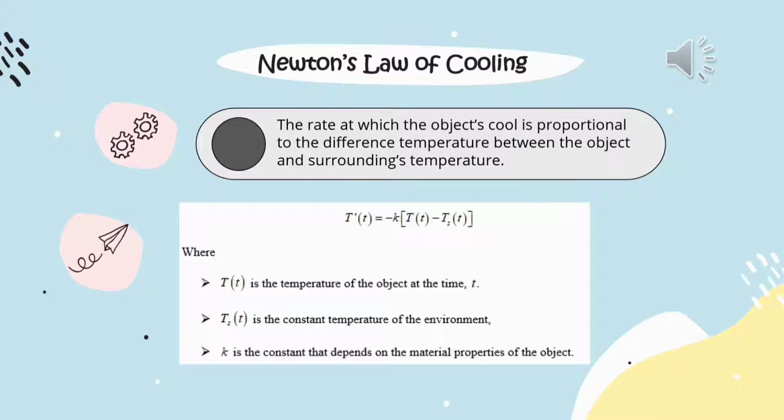And this is the formula, which is T prime of t equals negative K times T of t minus Ts, where K is a constant that depends on the material properties of the object, T of t is the temperature of the object at time t, and Ts is the constant temperature of the environment. Notice that the negative sign beside the K indicates the heat loss.